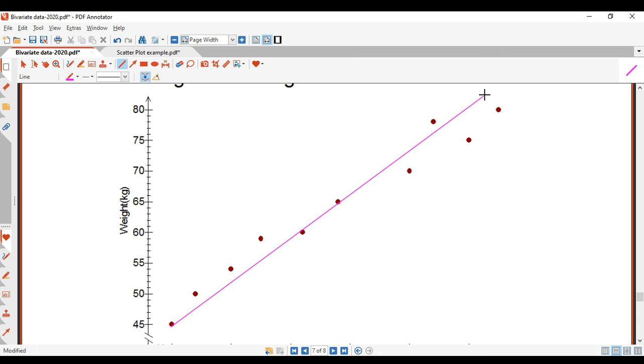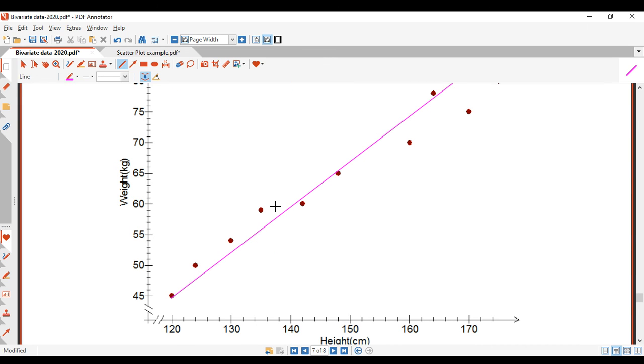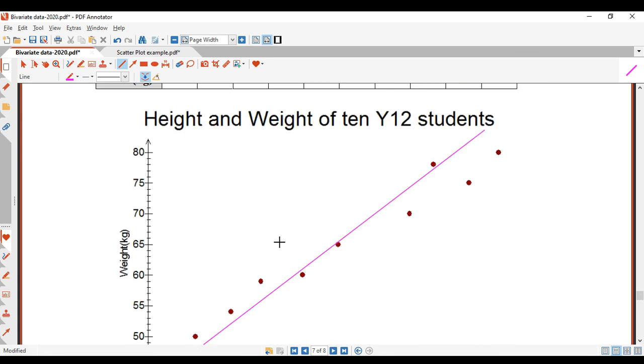So we got there 1, 2, 3, 4, 5, and then 1, 2, 3. That'll do. Okay. You don't have to start from the first dot. I did. You're just aiming to have roughly 5 above and 5 below. So yours might be slightly different to mine, but when you're doing this by eye, you're just estimating. So there's a line of best fit there.